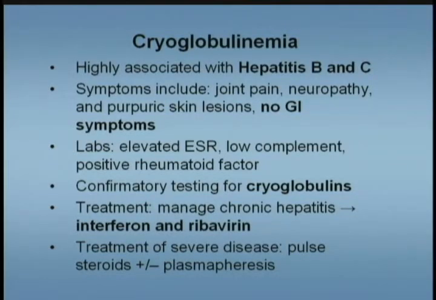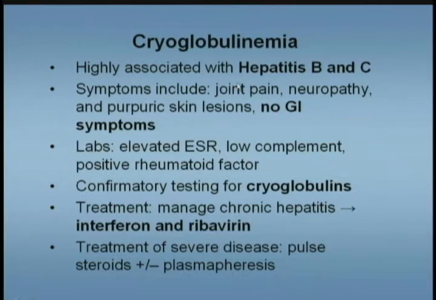Cryoglobulinemia. What's the difference between cryoglobulins and cold agglutinins? Cryoglobulins are associated with hepatitis B and C, and cold agglutinins are associated with Epstein-Barr virus and mycoplasma. Cold agglutinins cause hemolytic anemia, and cryoglobulins cause renal disturbance. That's what the main difference is.